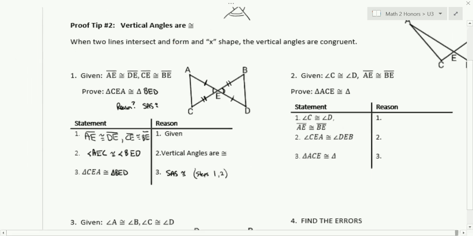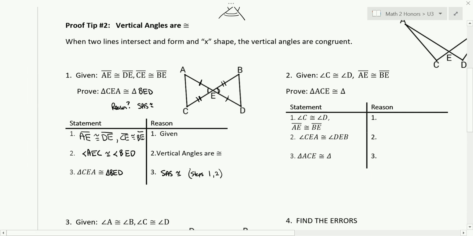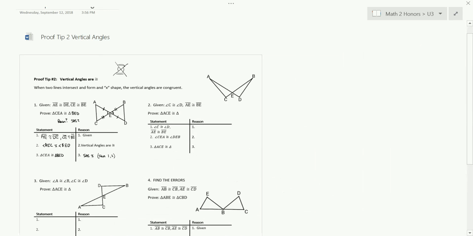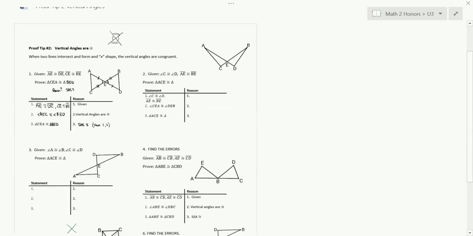Okay, so we're making a statement on number 3, but that statement is relying on step 1 and 2. Right? How can I say side angle side? Well, I could say the two sides from step 1 because I have that here. And why can I say the angle? That's from step 2. And it'll become a little more clear when we get to the more complicated proofs where those steps come from.